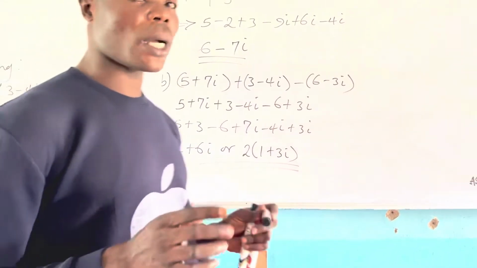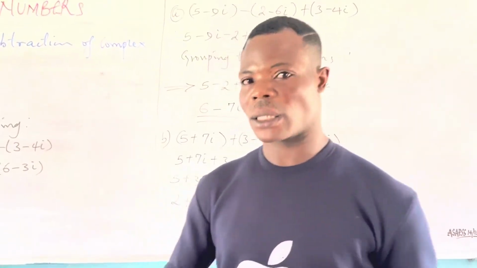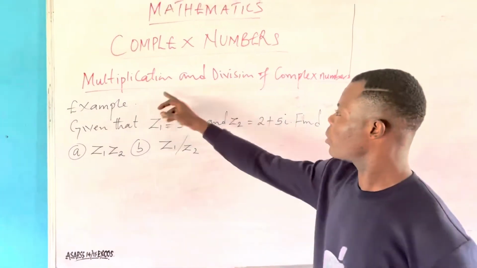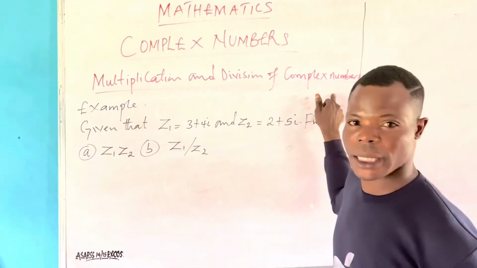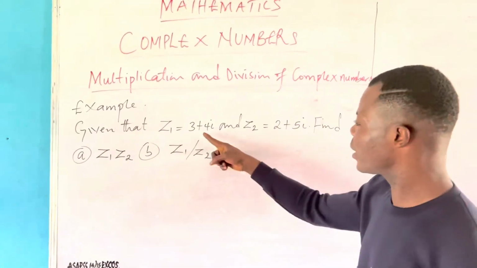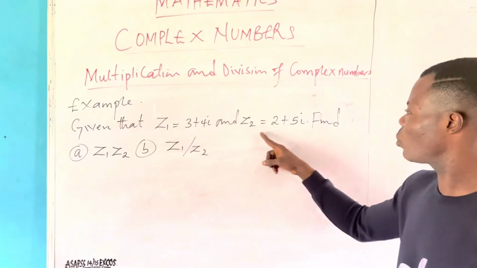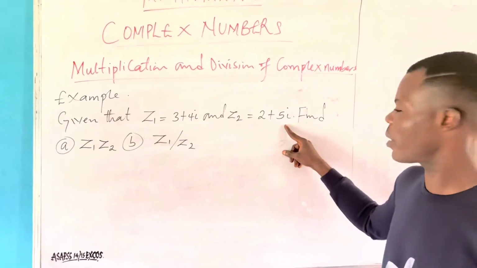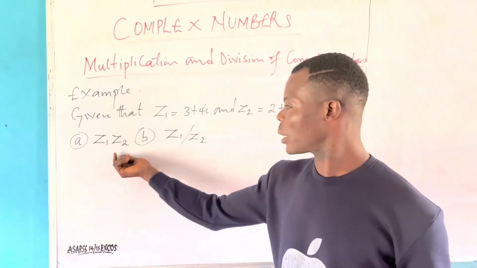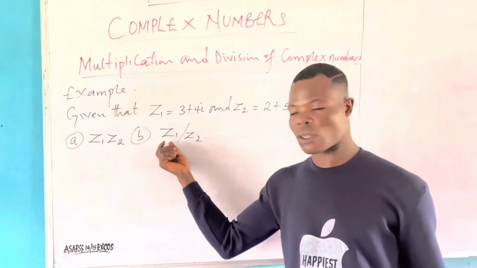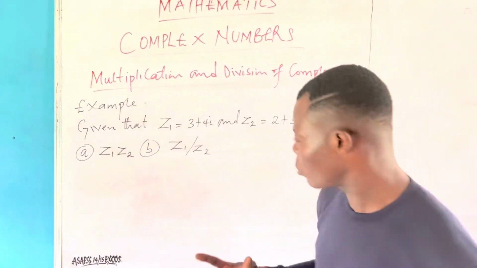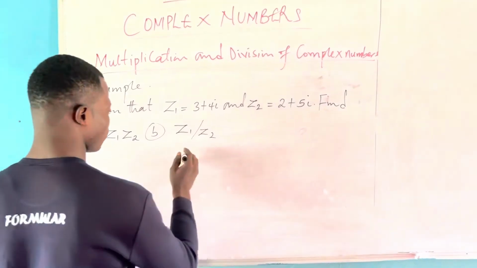So now let's look at multiplication and division of complex numbers. So we have a question before us here. Given that z1 is 3 plus 4i and z2 is equal to 2 plus 5i, find the multiplication of z1 and z2 and the division of z1 and z2. So how do we solve this? Let's look at the way of solving this.